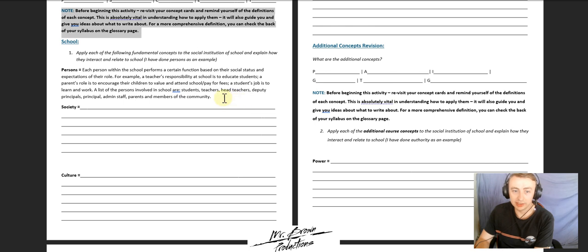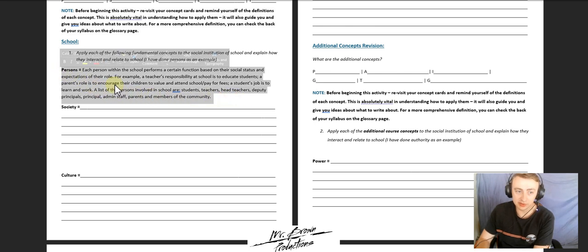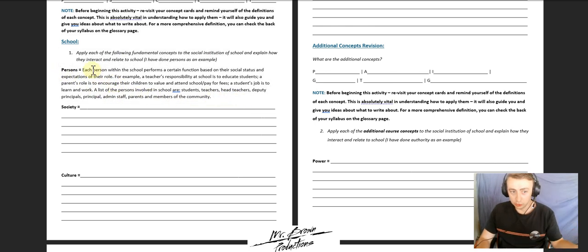I've done one example here for you with persons. Within school, each person performs a certain function based on their social status and expectations of their role. So for example, a teacher's responsibility at school is to educate students.